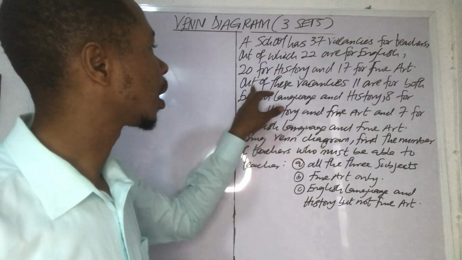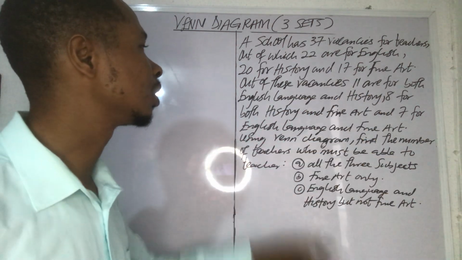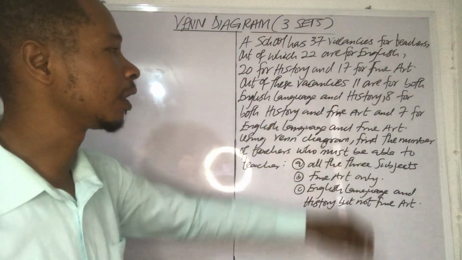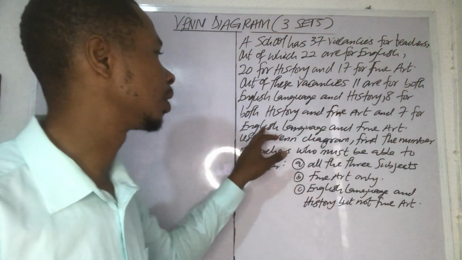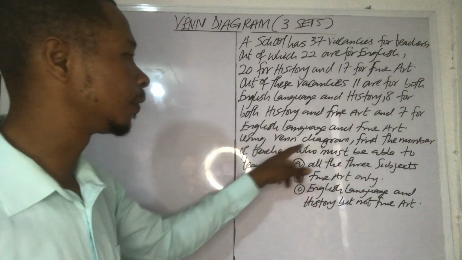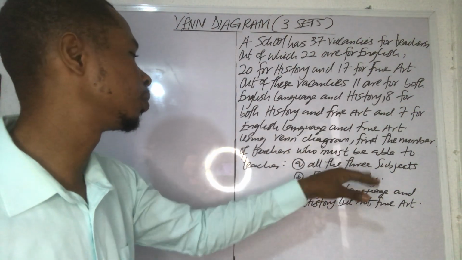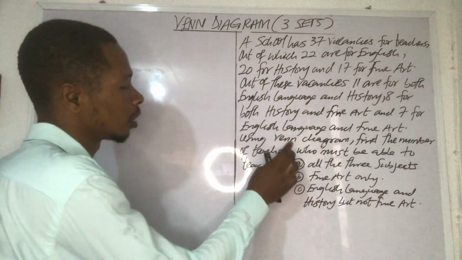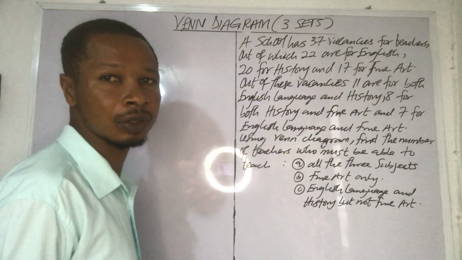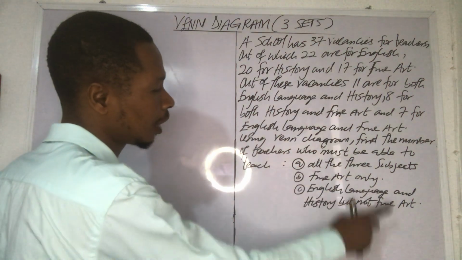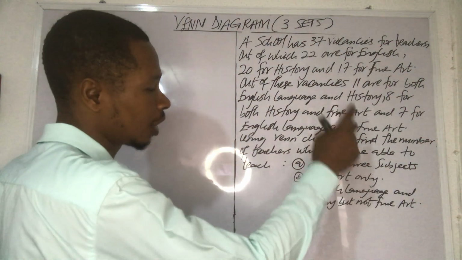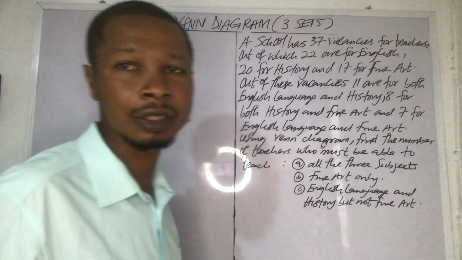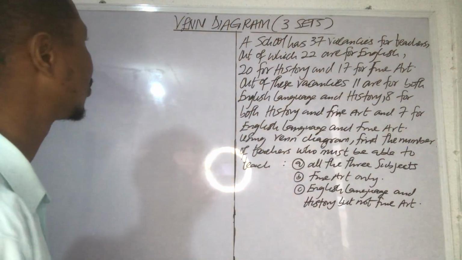Out of these vacancies, 11 are for both English language and history, 8 for both history and fine arts, 7 for English language and fine arts. Using Venn diagram, find the number of teachers who must be able to teach all the three subjects, then fine arts only, English language and fine arts, English language and history but not fine arts. So this is how our Venn diagram will look like.